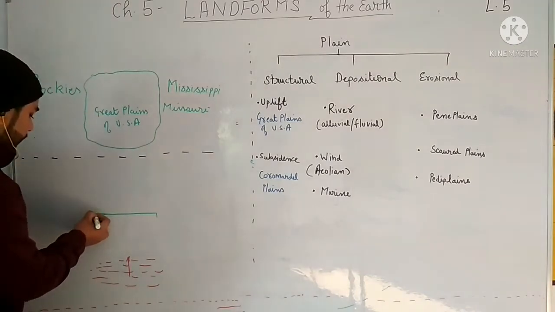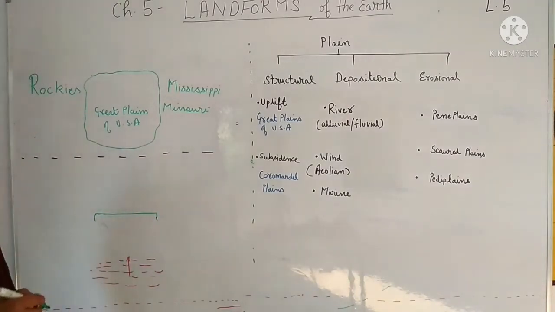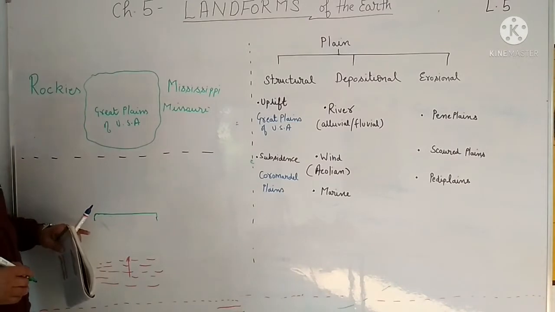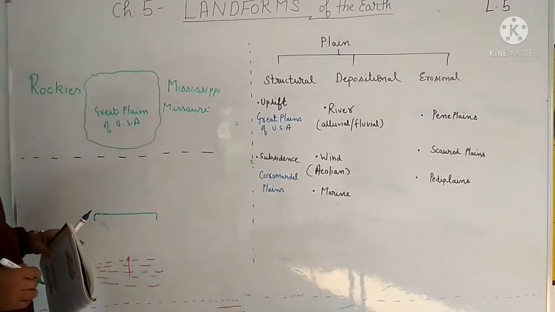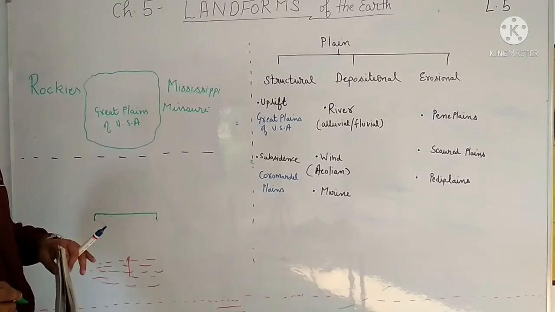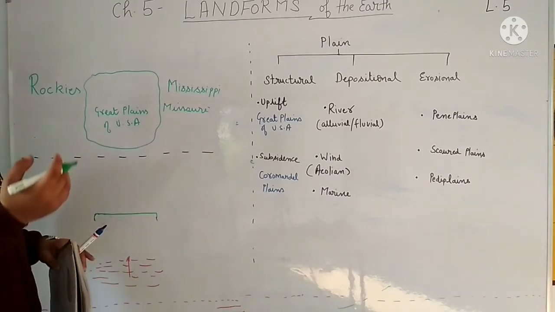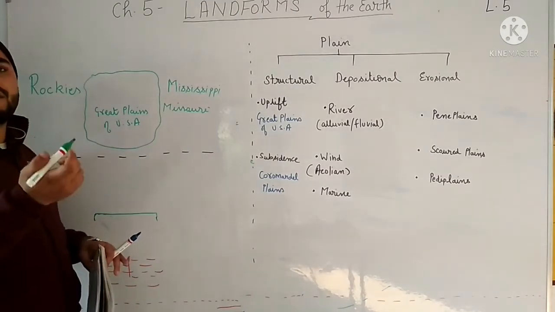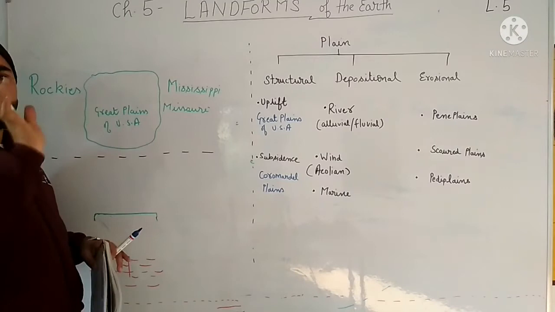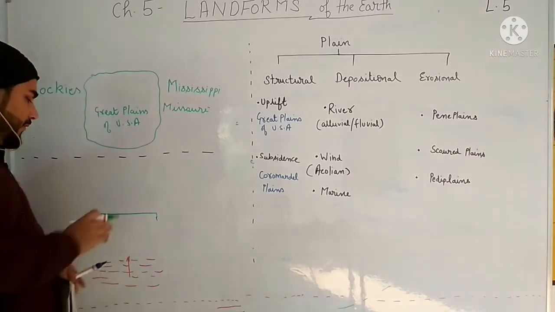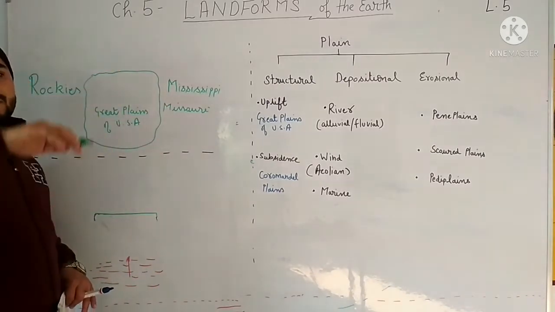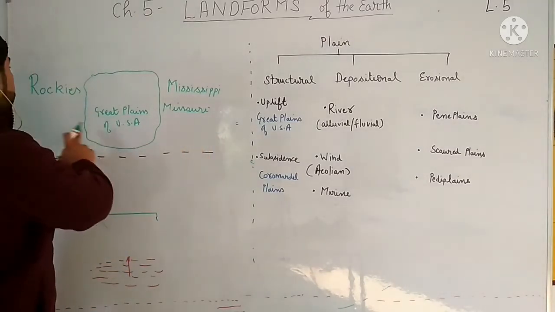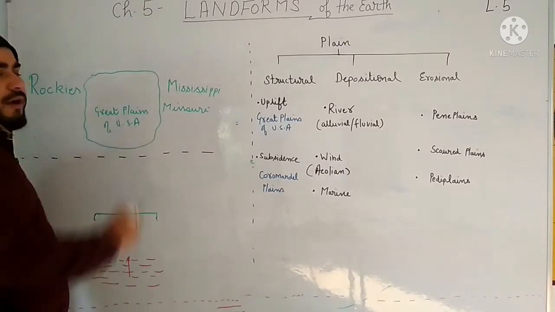So that plain is called a structural plain, because it has been formed not by deposition or erosion, not by the agents working on the outer surface of the earth, but by the action of endogenic forces applied from inside the earth. The pressure which was upthrusting it has uplifted this piece of land higher, flat land, and that flat land is called what? A structurally formed plain. Example: Great Plains of USA between the Rocky Mountains and the Mississippi and Missouri rivers.